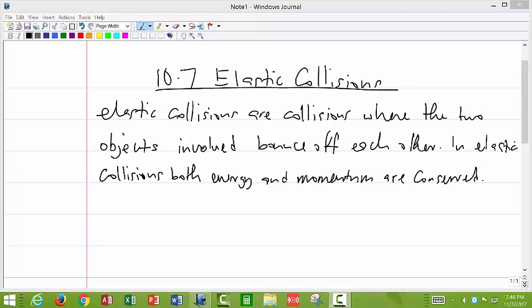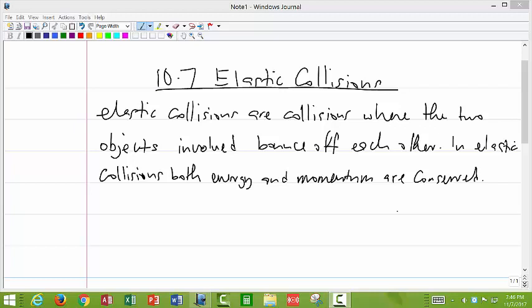So in elastic collisions, both momentum and energy are conserved. This is different from, for example, inelastic collisions, where the two objects will stick together. In that situation, only momentum is conserved, energy is not conserved. Okay, so let's look at elastic collisions and see how that works.